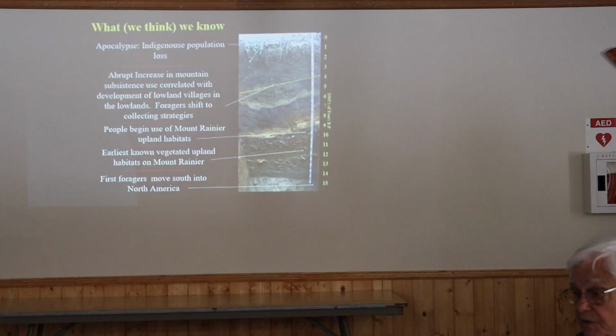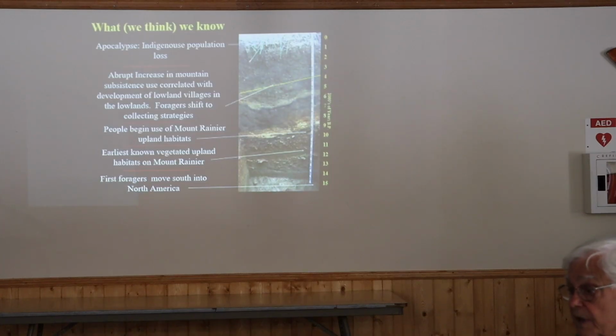As the first foragers moved south into North America, right at about 15,000 years ago, a little bit earlier, but not much, the earliest known vegetated upland habitats in Mount Rainier, which you now know from an extensive sediment coring and some lake profiles that I didn't talk about today. We have vegetated habitats. Mount Rainier begins looking like the modern mountain about 12,000 to 11,000 years ago, so I'm right in there. That means it became suitable for human use about 12,000 to 11,000 years ago at some level.